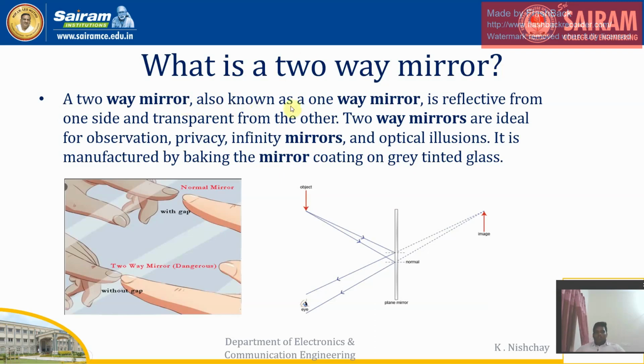The two-way mirror, also known as a one-way mirror, is reflective from one side and transparent from the other side. Two-way mirrors are ideal for observation, privacy, infinity mirrors and optical illusions. As you see in the movies, privacy mirrors are manufactured by baking a mirror coating onto gray tinted glass.